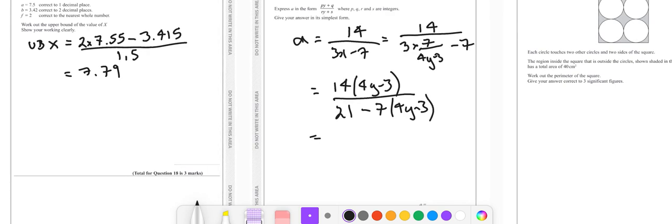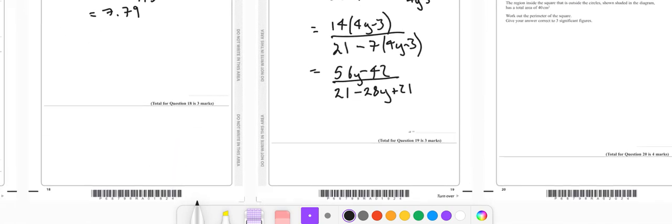Equals 14 times 4, 56, minus 56y minus 42, over 21 minus 28y plus 21. So that's going to be 56y minus 42 over 42 minus 28y.